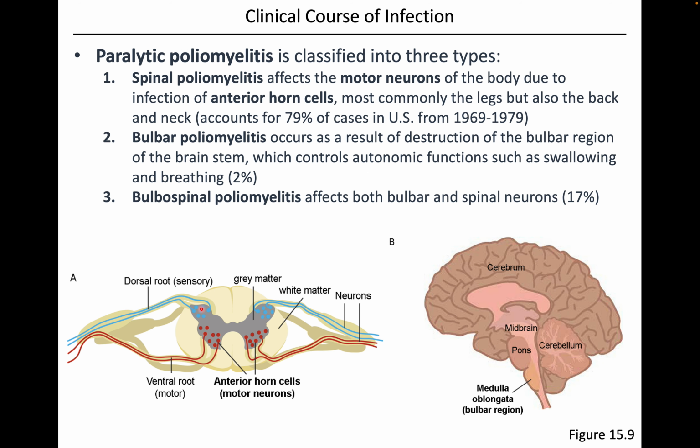So within that paralytic poliomyelitis, there are 3 different types: spinal, bulbar, and bulbospinal. None of these are great. The spinal is kind of the classic, where you're affecting motor neurons, and this is from virus getting into the anterior horn cells. The majority of the paralytic cases are going to be spinal poliomyelitis. In the bulbar type, the virus is getting into and damaging cells in the bulbar region of the brainstem. That's the part that controls things like swallowing and breathing. So not good at all, right? Luckily, that's a very low percentage of those paralytic cases. And then bulbospinal is affecting both regions.